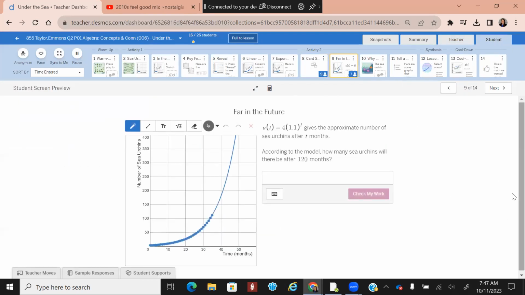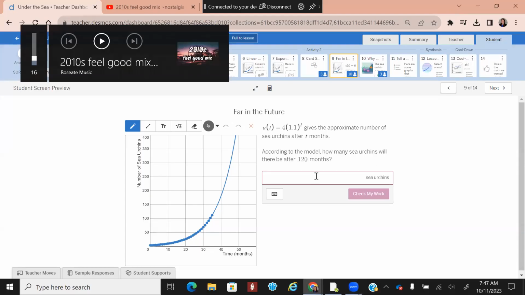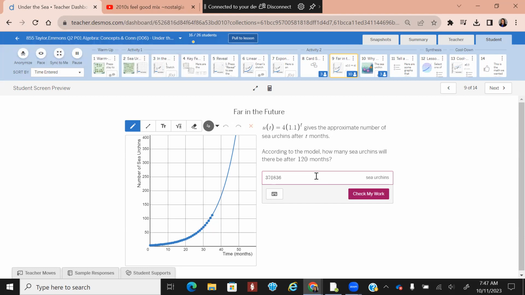All right, this gives an approximate number of sea urchins after t months. According to the model, how many sea urchins will there be after 120 months? So think about where you are plugging this in and see how many there are. Take a second, try it. Okay, so most of you probably did this, and you got 370,836 sea urchins. Ta-da! Okay.